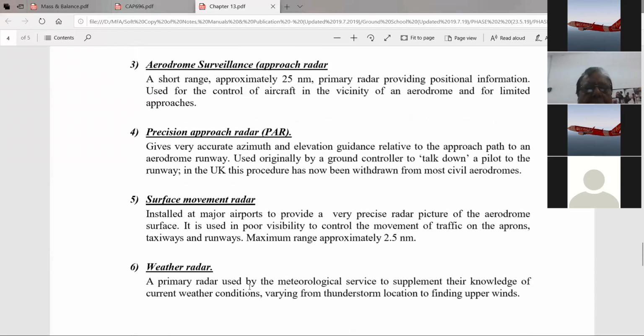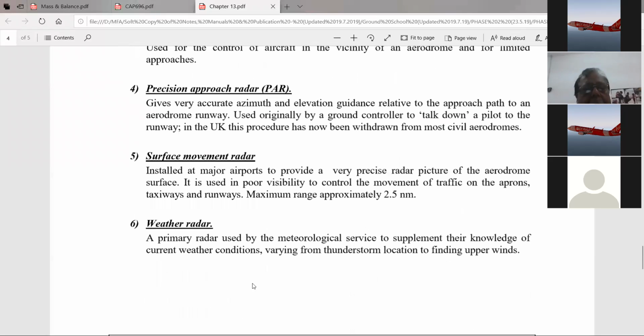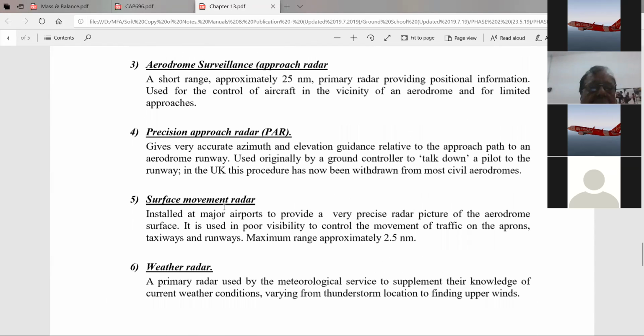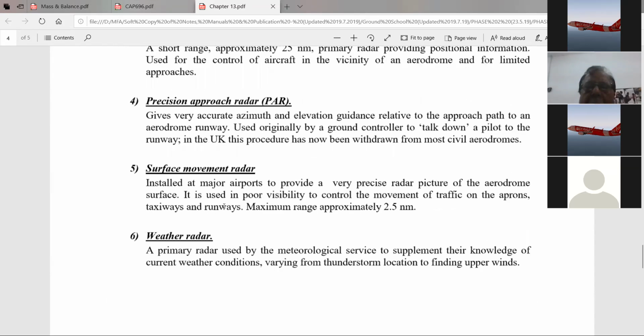We have got surface movement radar. This, of course, is very rare now. In case you have it at the aerodrome, especially at night time, when the aircraft cannot be seen by the air traffic controller, you can see the aircraft on the radar screen. And the weather radars are normally used by the Met people who give you the prediction on various weather conditions.